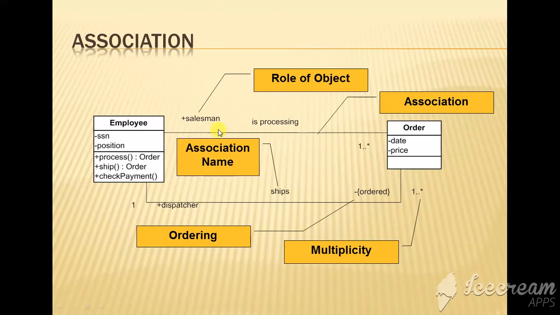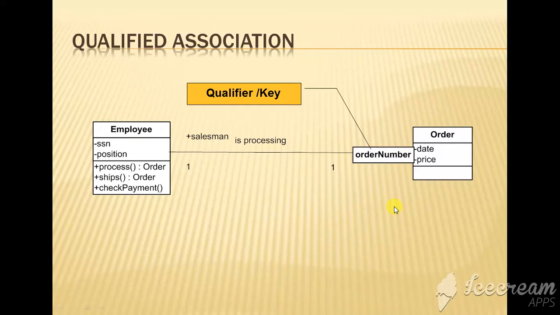The role of the object has been given. The name of the association is ships. Then ordering is also one of the associations, and the multiplicity is the cardinality: one employee, that is a salesman, can do many orders. Qualifier.